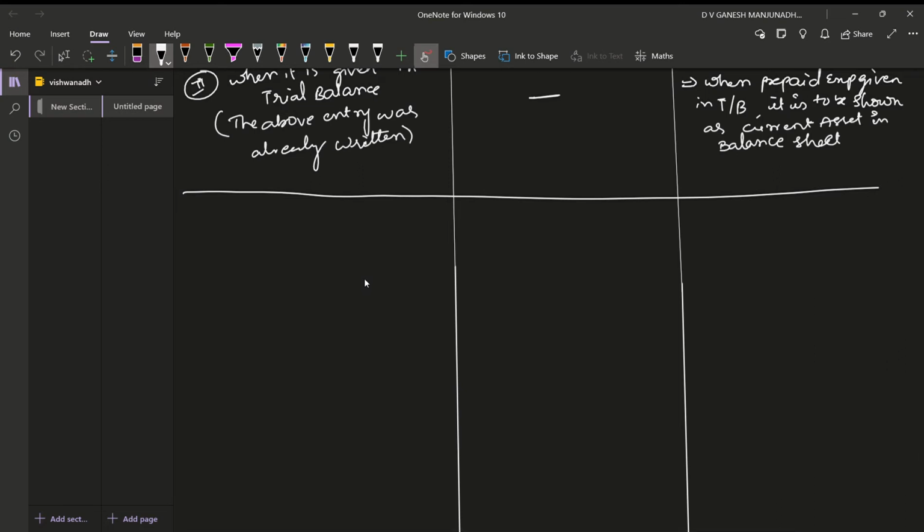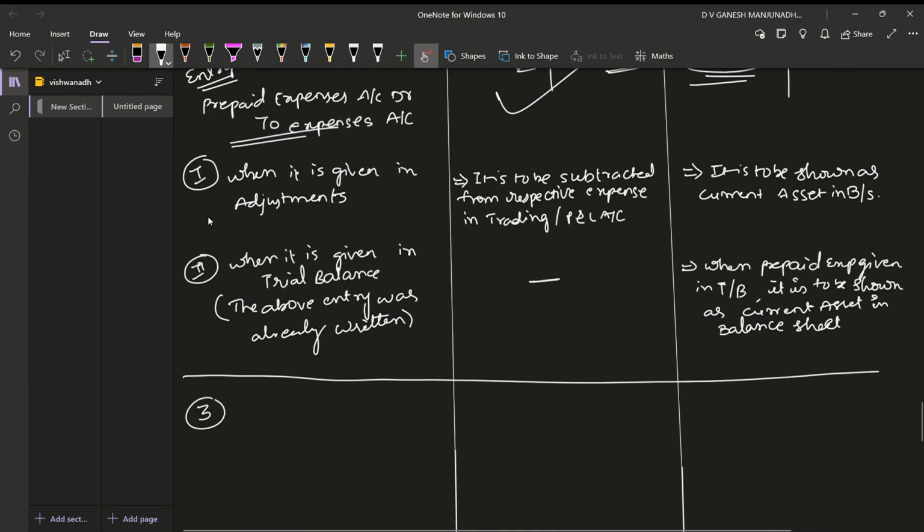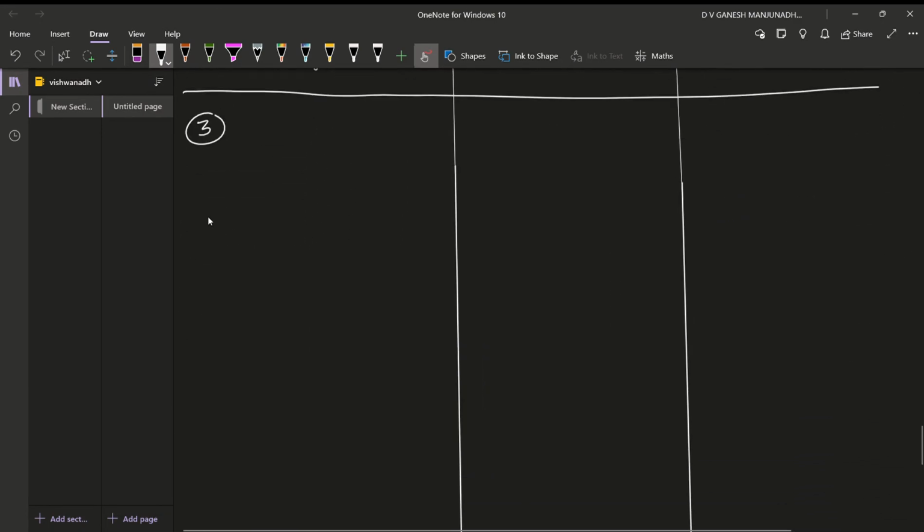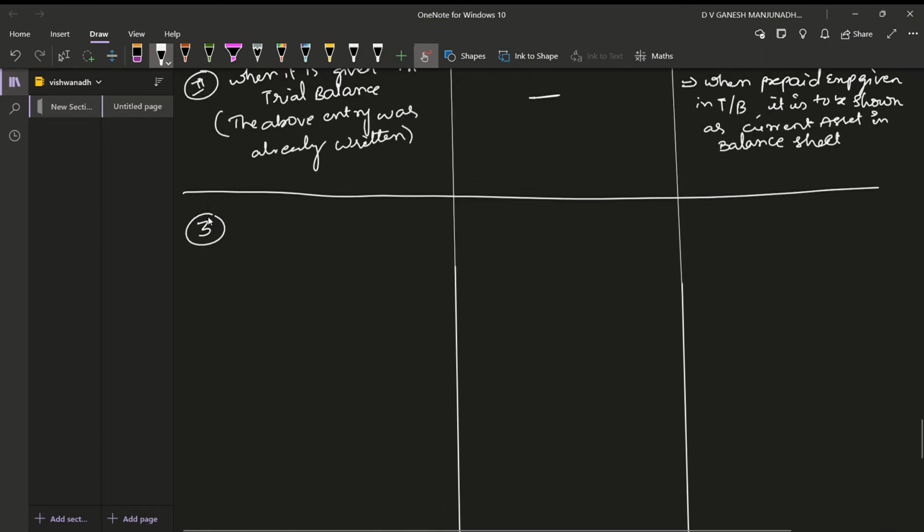Okay, now let us look at the third adjustment. So these are the adjustments based on expenditure. Now we shall see the adjustment based on income also. So that is accrued income or income receivable. Accrued income or income receivable.